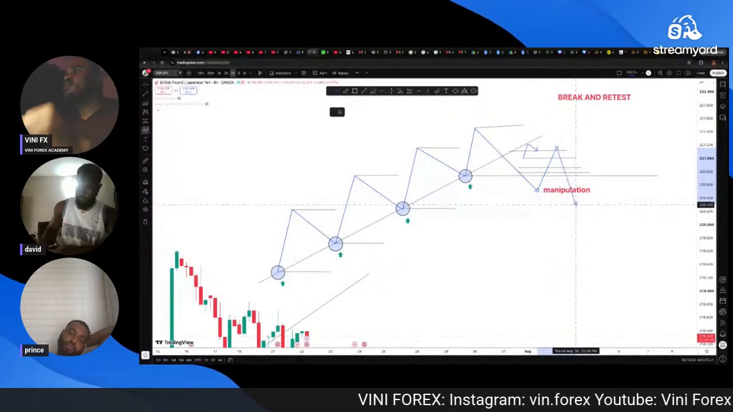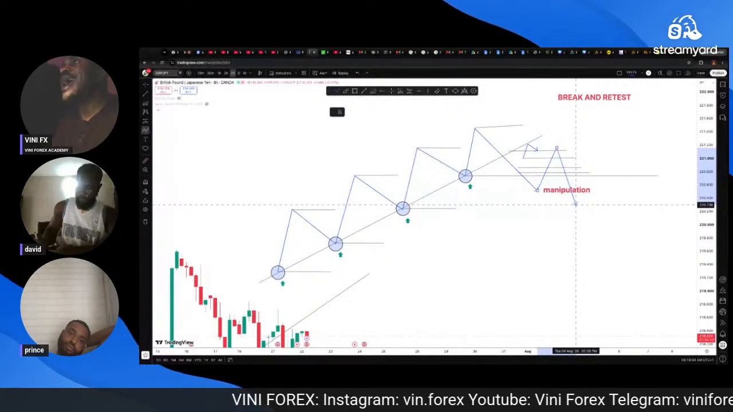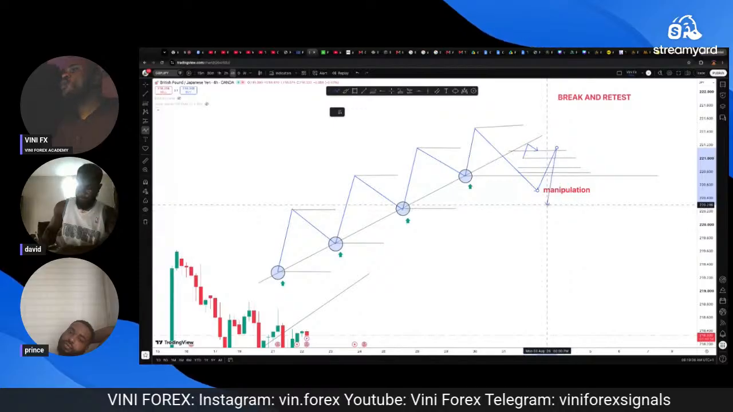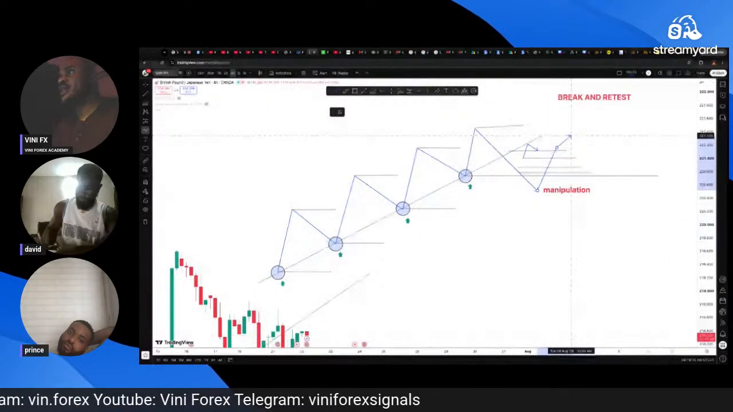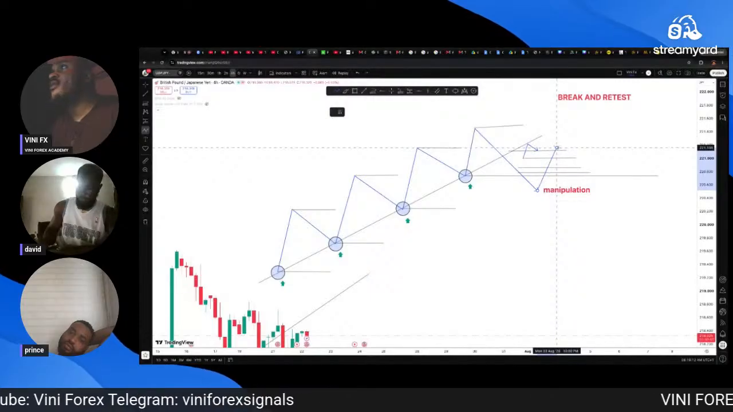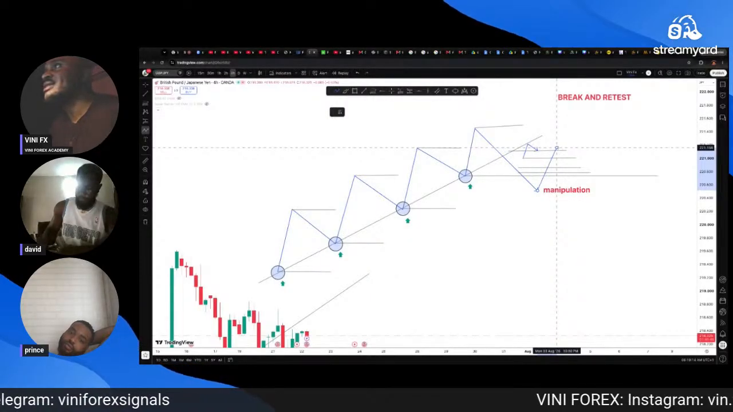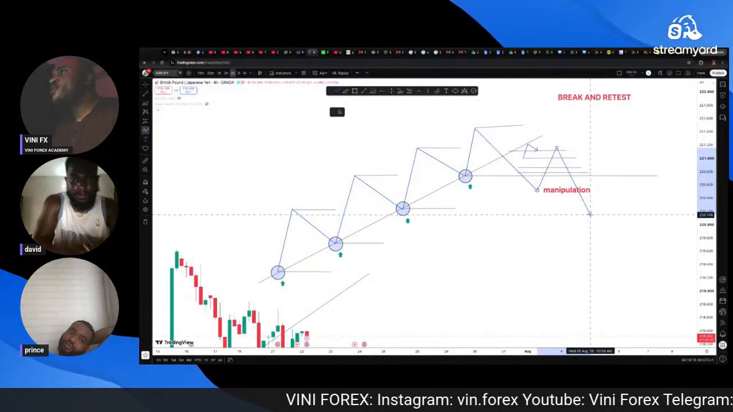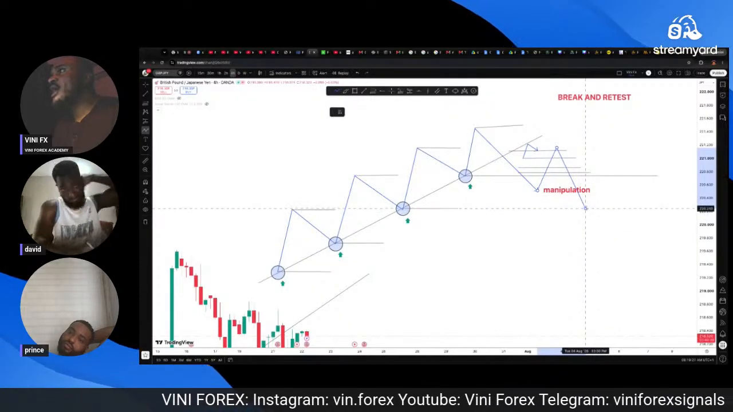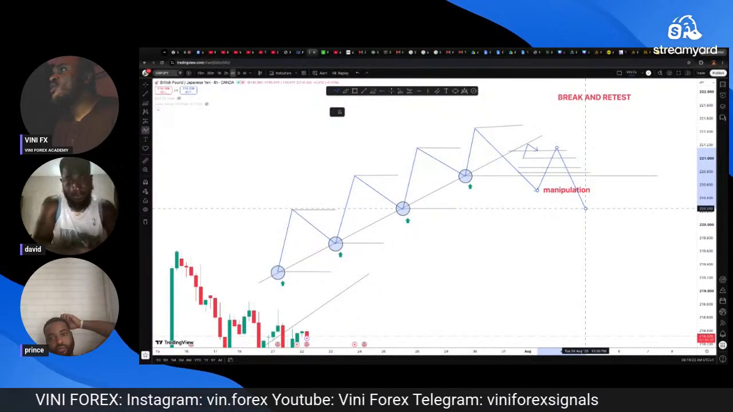After you get your lower low, the next thing you're looking out for is your lower high, which will confirm for you that we have turned from an uptrend to a downtrend. So here is your lower high. After a lower high, what do you get next? A lower low. This is a lower low now.